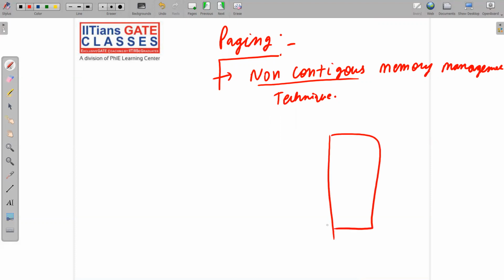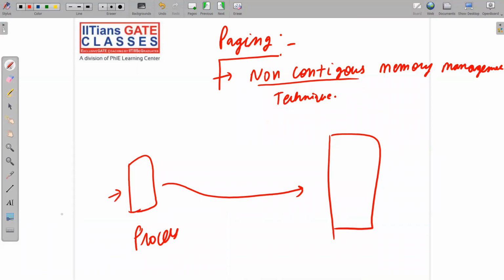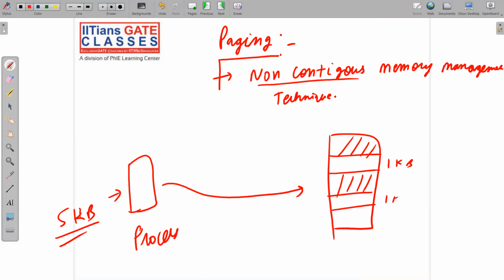Non-contiguous means, for example, say this is our main memory or RAM, and here we have a process that we want to store in main memory. Let us suppose the size of the process is 5 KB. In main memory, this part is occupied, only 1 KB space is here, then this part is occupied, and here 1 KB space is there, this is occupied, and here let us suppose 4 KB space is there. Are you getting it?